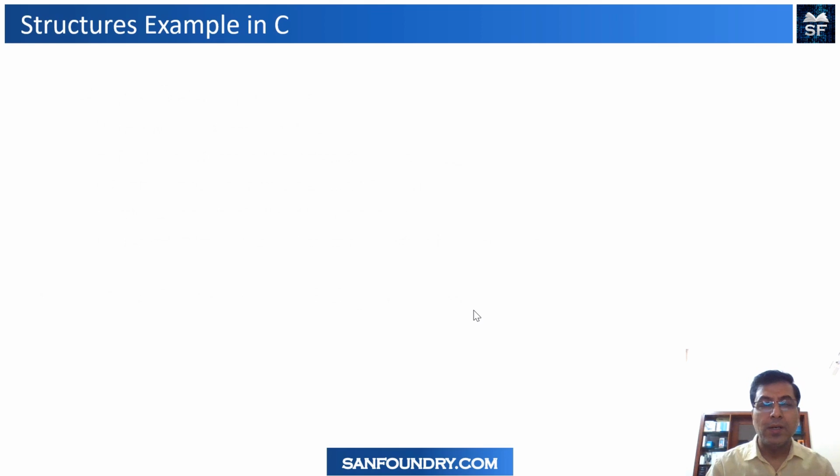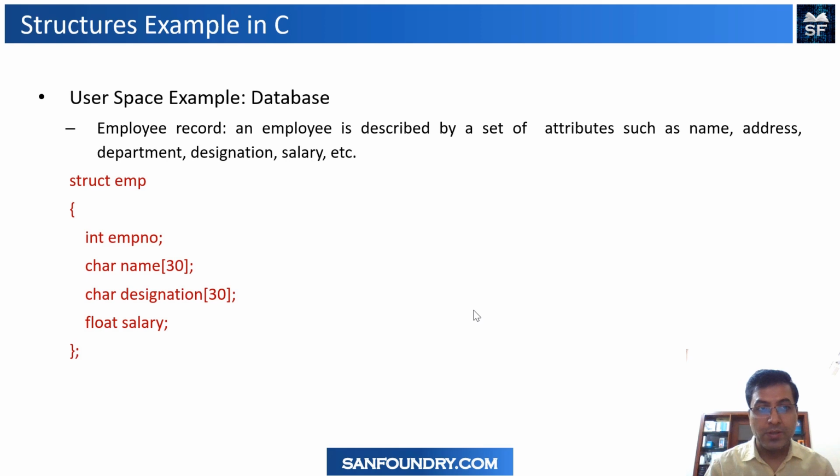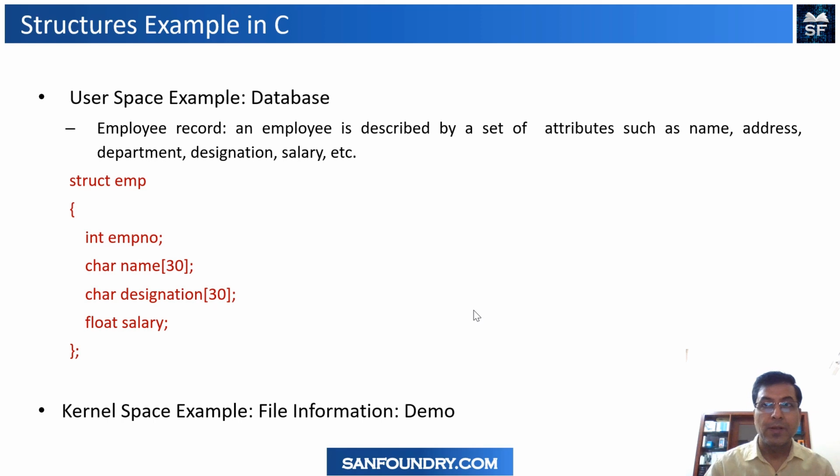So let's look into some examples of a structure. I am going to cover two examples: one from day-to-day life, which is user space programming, as well as an example from kernel space. So we'll talk about two things, user space and kernel space examples. As I indicated before, in user space, everything is a database. Employee record, employee database. Student record, student database. Railway reservation system, bus reservation system. So you're reserving a bus ticket or a train ticket.